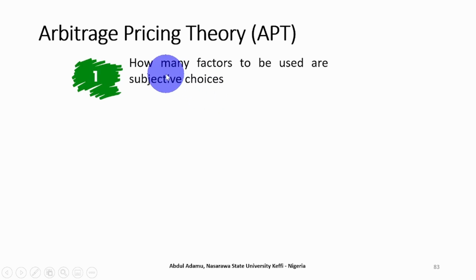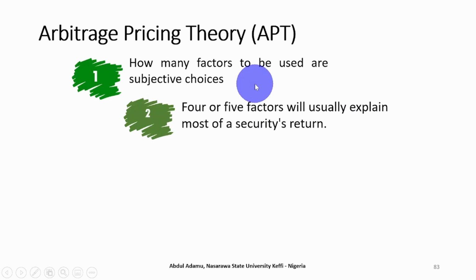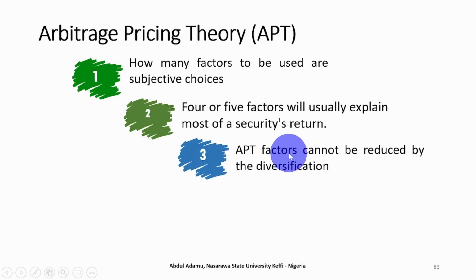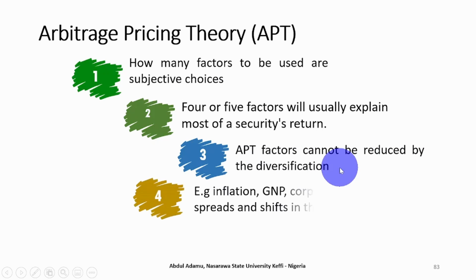So how many factors can be used in arbitrage pricing theory is subjective. There is no objective factor, but 4 or 5 factors are usually suggested that explain most of the security return. Arbitrage pricing factors cannot be reduced by diversification. That is, the systematic risk cannot be reduced.